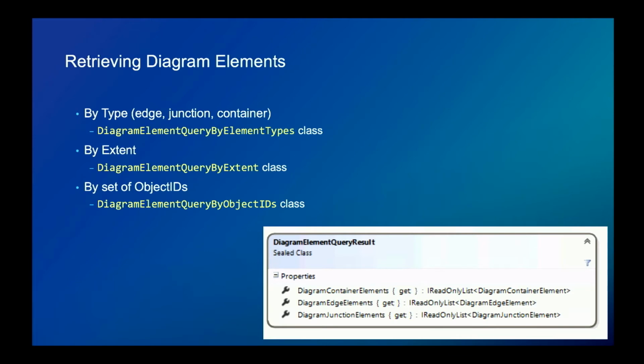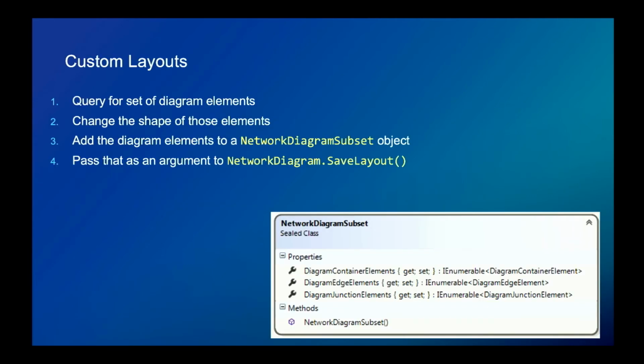So the first step of that is retrieving a set of diagram elements. So given a network diagram, you can get all the elements of a particular type. So give me all the edges. You can also do it by an extent, or here's a set of object IDs. Give me all the diagram elements that correspond to those. So once you get your set of diagram elements, then you modify the shape of each one, apply whatever algorithm you want to make it look the way you want it to. You create what's called a network diagram subset object, and then you pass that in to save layout. So that's the real high-level overview of how to create a custom layout.